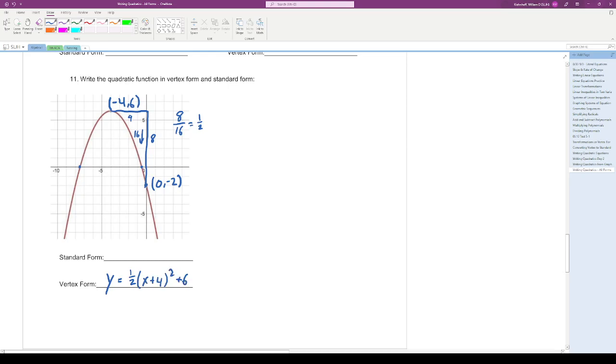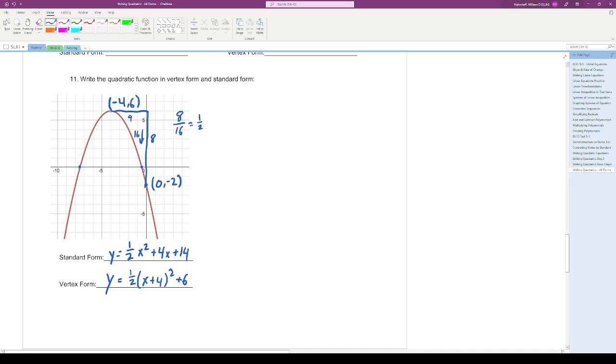Okay? Then we're going to just expand that out into standard form. We get y equals 1/2 x squared. This is plus 8x, and 1/2 of that is plus 4x. This is plus 16. Half of that is 8, plus 6 is 14. All right, so that's how we do the graph ones.